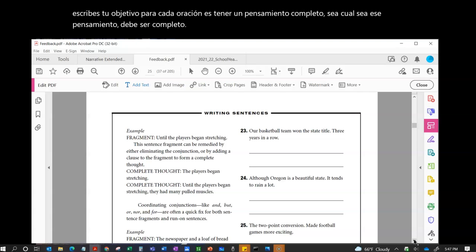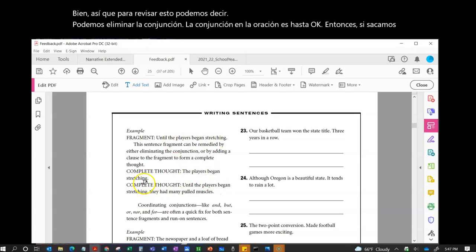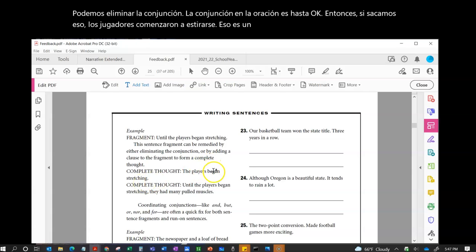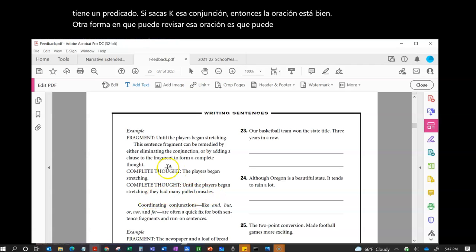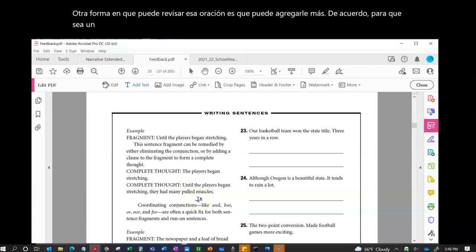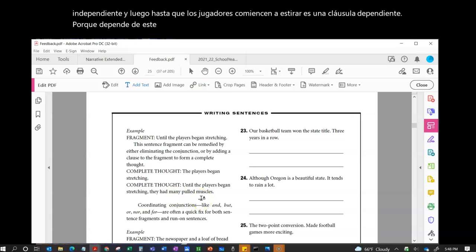Okay, so in order to revise this, we can eliminate the conjunction. The conjunction in this sentence is until, okay? So if we take that out, the players began stretching. That's a complete thought. It has a subject and it has a predicate. If you take out that conjunction, then the sentence is okay. Another way you can revise that sentence is you can add more to it to make it a complete thought. Until the players began stretching, they had many pulled muscles, okay? They had many pulled muscles is an independent clause, and then until the players began stretching is a dependent clause because it is depending on this one in order to make it a complete sentence, okay?